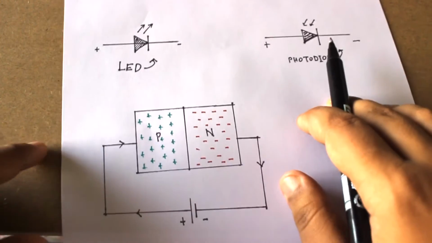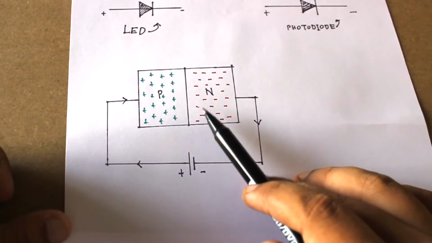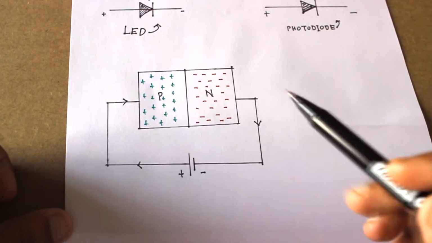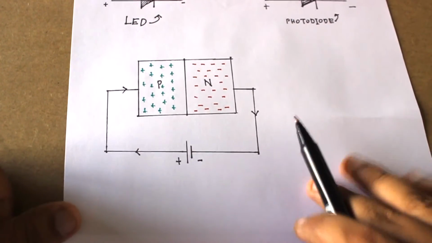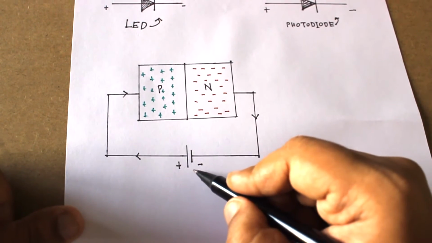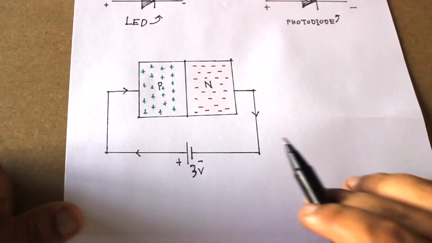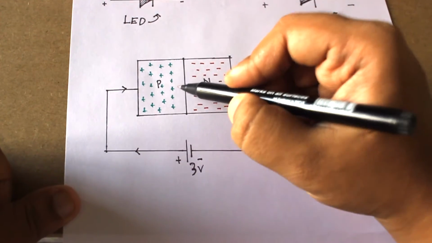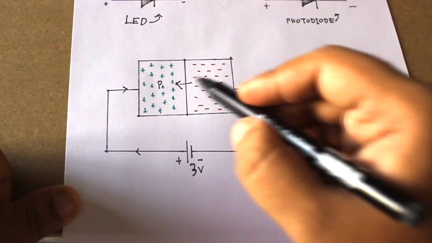Now let us come back to LED. As I told earlier, LED is a PN junction diode. In P-type, the majority carrier is hole, and in N-type, it is electron. Now you connect a 3-volt battery across the terminals. So the opposite polarity of the battery will attract the oppositely charged electrons and holes. Electron will move on the positive side and the holes to the negative side.